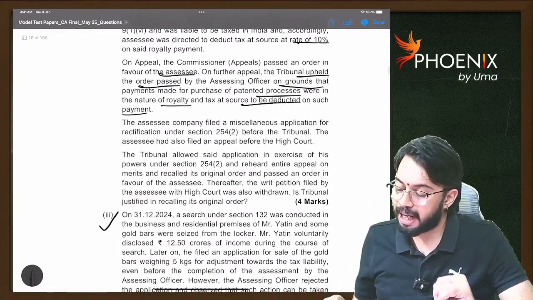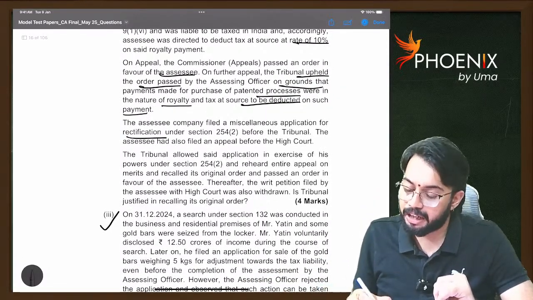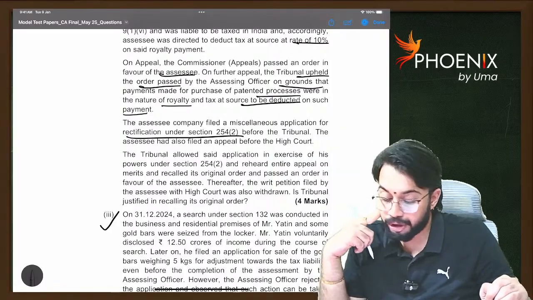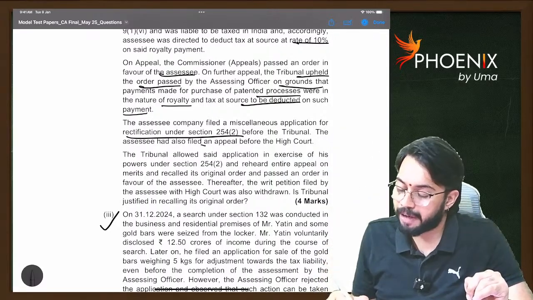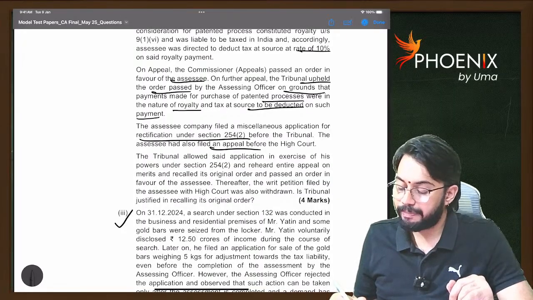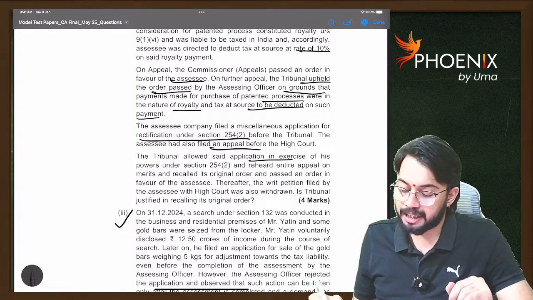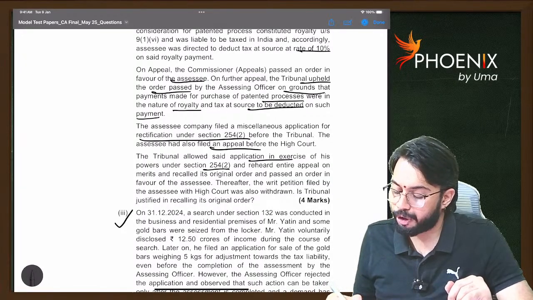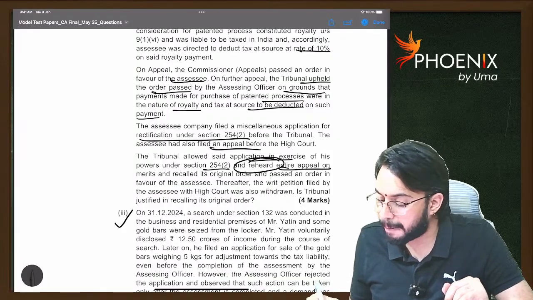SSC company filed a miscellaneous application for rectification under section 254 before the tribunal. The SSC has also filed appeal before the High Court. Tribunal allowed said application in excess of its powers under 254(2) and reheard the entire appeal.